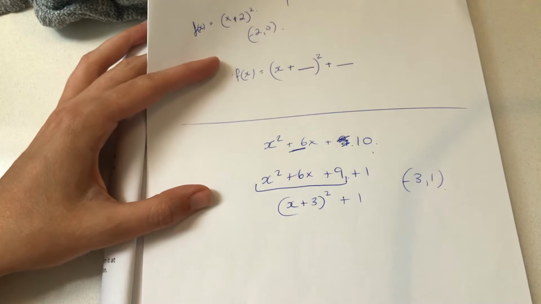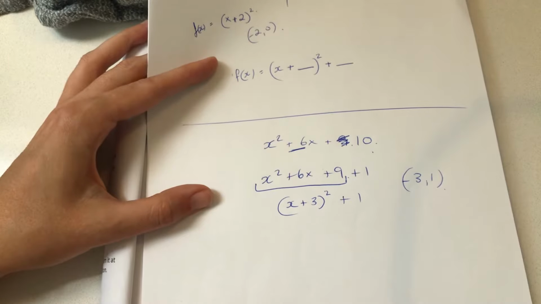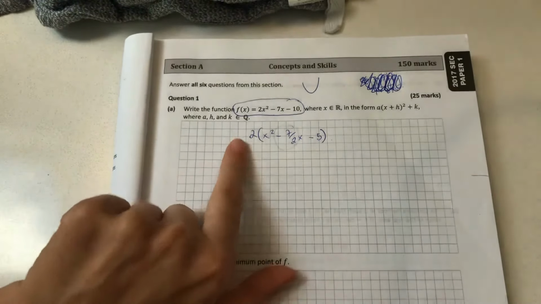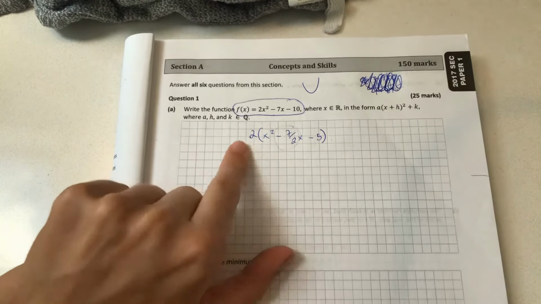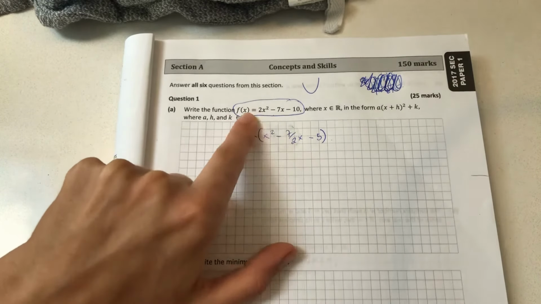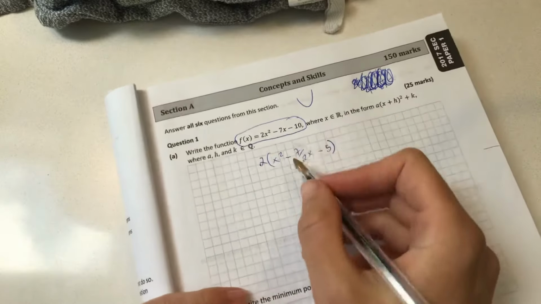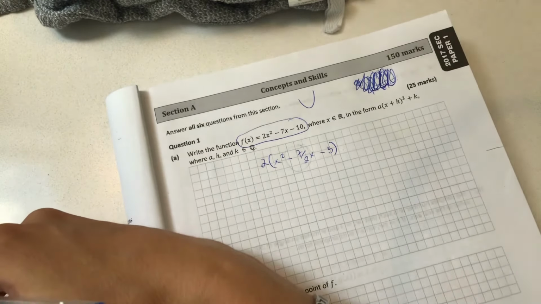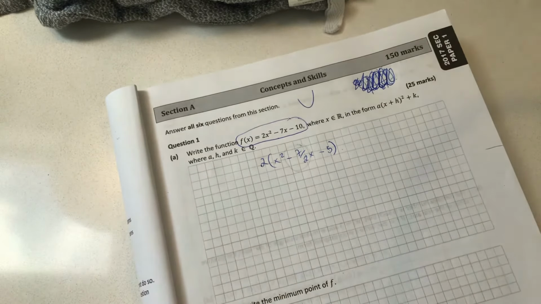You can do other ones just to see, maybe have a bit of practice, because this one is not the most straightforward. Straight away, I'm taking a 2 out in common. It has to be x squared that I'm looking for. So I take the 2 out in common. Now, I'm not dividing by 2. It's not an equation. It's a function. So I take the 2 out in common.